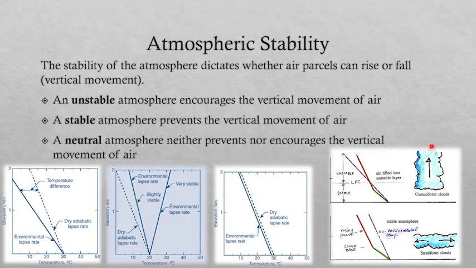Our illustration here also shows us the difference between an unstable and a stable atmosphere. For an unstable atmosphere, our pollutants or our parcels of air are encouraged to go up. In this case, they are illustrated as clouds. While for stable atmospheres, normally the parcels of air just travel horizontally and not vertically.